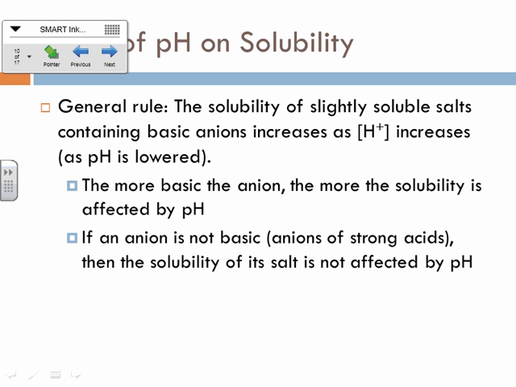Okay, so the general rule here, the solubility of slightly soluble salts, if they have basic anions, then the solubility is going to increase as we put more H plus into that solution. Okay? Now, if the anion is not basic, in other words, like chloride, nitrate, any of the ones that would form strong acids if you put a hydrogen on them, then it doesn't affect the solubility if you put H plus in there. Okay?